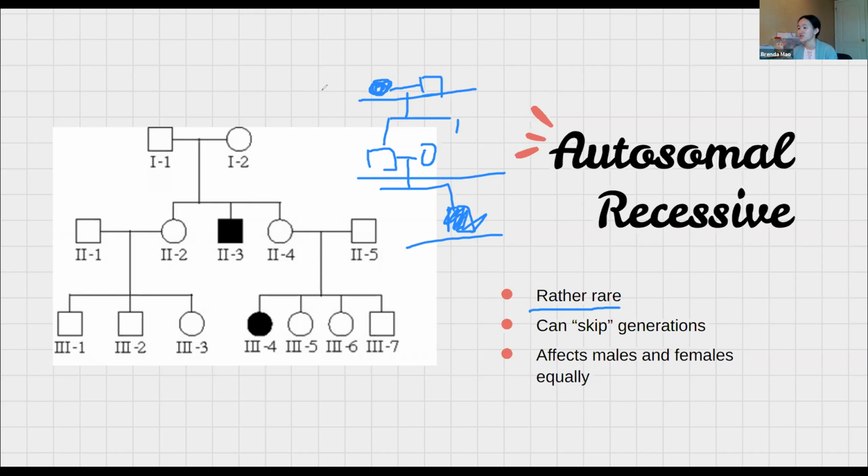If I were to illustrate it using the genotypes, I'm just going to use the letter R, if I can move this thing out of the way.